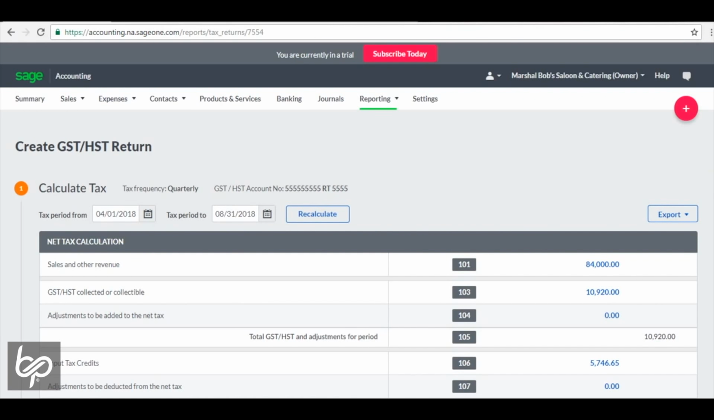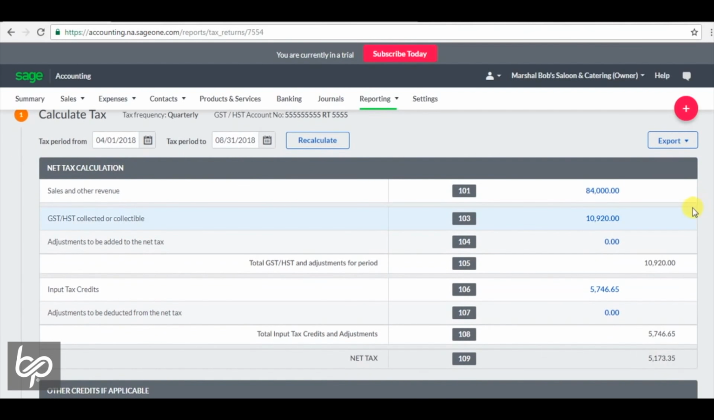And so now you're looking at more of a traditional return that you would see, where your GST and HST collected during the period, whatever that period may be, is larger than the input tax credits that you have. And so you owe a check, or a draft or EFT pull, however you pay the government, you owe them $5,000.